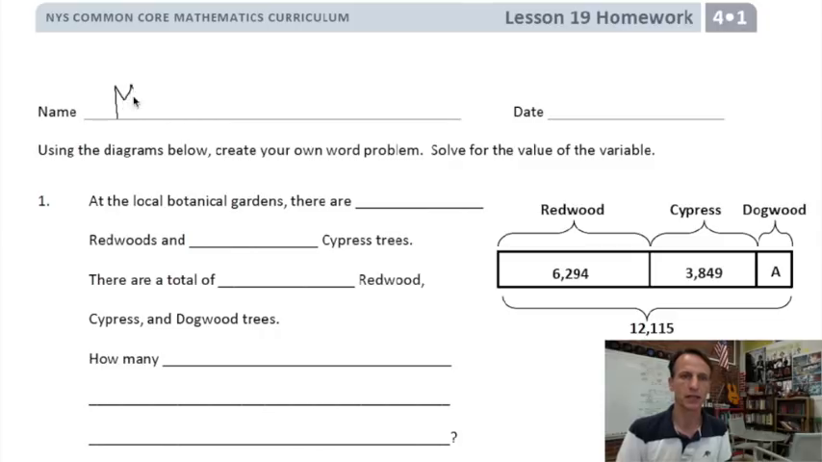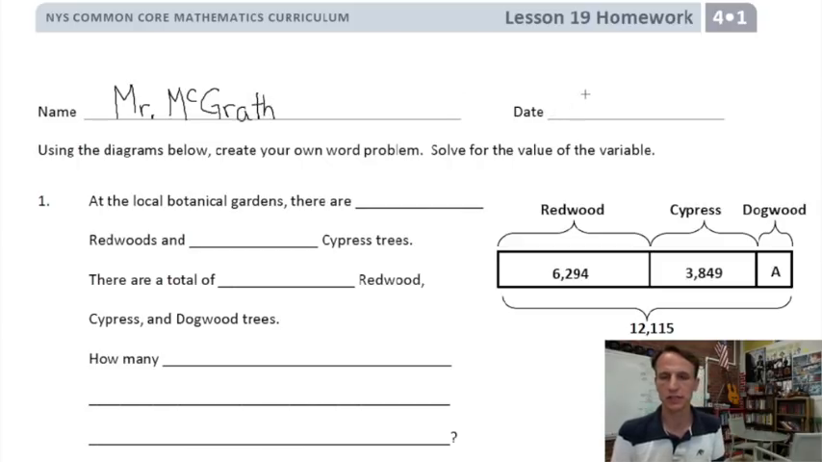I'll write my name. You write yours. How's that for a deal? If you were me, you'd write my name and I'd write yours. But it's not the way it is. And then let's jot down today's date. Anything worth doing is worth doing well. Let's do this the best we can.